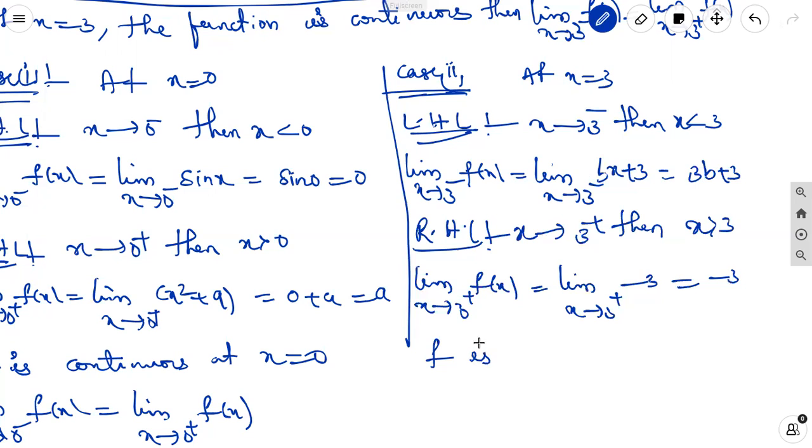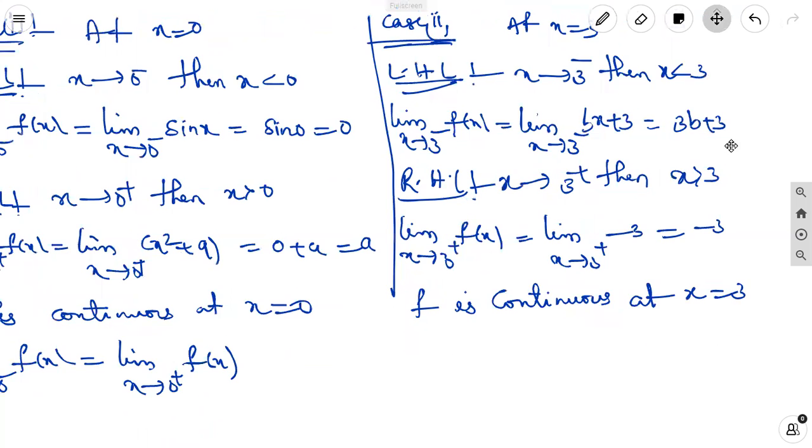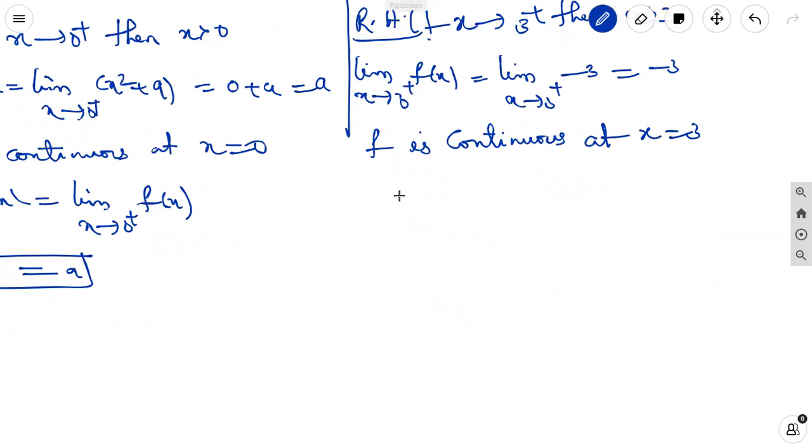F is continuous at x equal to 3. So what is the relation? Then limit x tends to 3 minus f of x is equal to limit x tends to 3 plus f of x. f of x is bx plus 3.